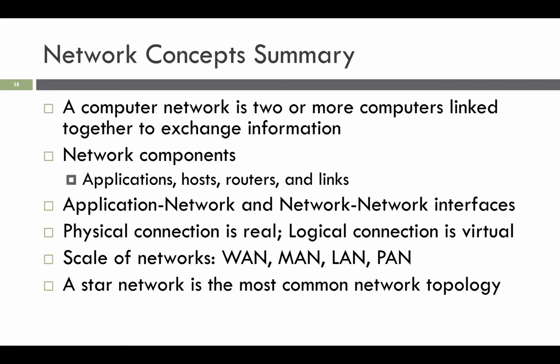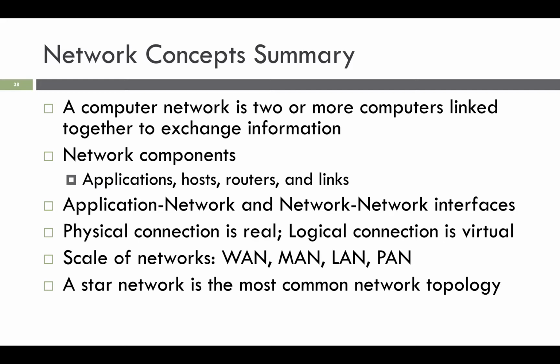In summary, a computer network is 2 or more computers linked together so they can communicate, share resources, and exchange information. A network is made up of applications, hosts, routers, and links. An app uses the data. A host is a device that interacts with the data. A link connects two components. A router is a device that relays or sends information.